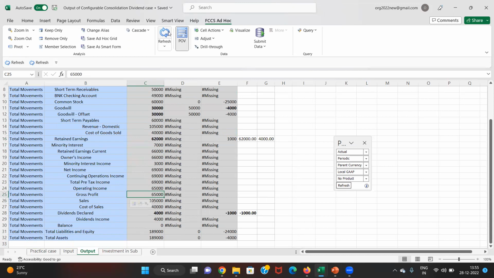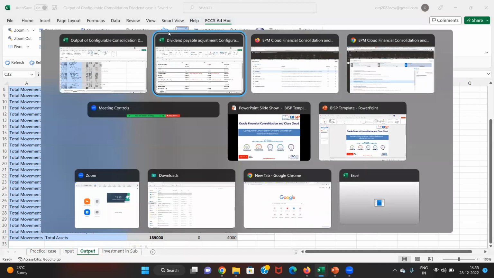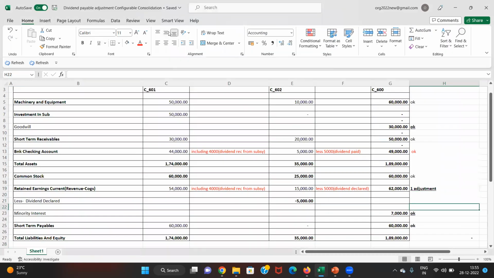But since the application was not rolling up the dividends declared account under the console level, it was throwing a standard elimination. So we have adjusted the standard elimination with our configurable consolidation rule, and we have gotten the ideal result that we needed. The total of assets and liabilities is also mapped with 189 and 189 respectively, which was there in our use case as well. You can see okay and okay.